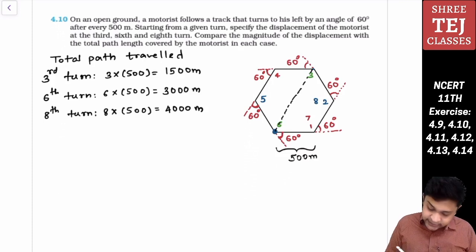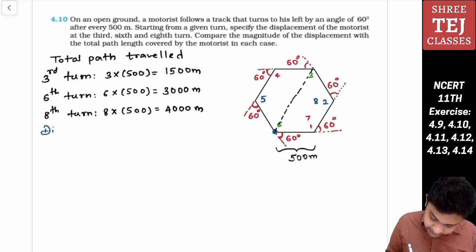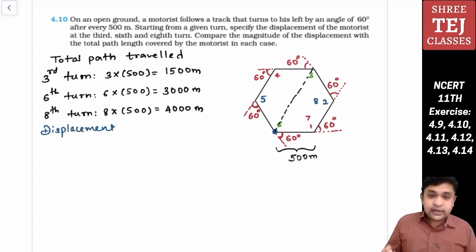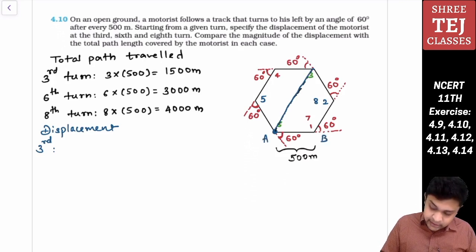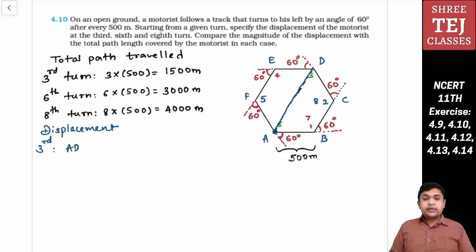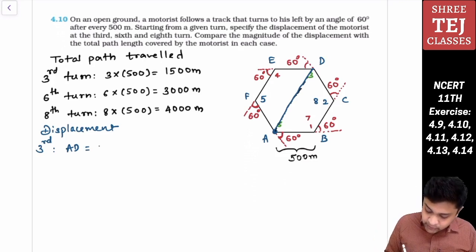Now let us look at the displacement. So for the third turn, displacement would be this line joining. Let's call it A, B, C, D, E and F. So displacement would be AD. We know the diagonal of a regular hexagon is twice the length of its side. So this would be 2 into AB, which is 1000 meter.